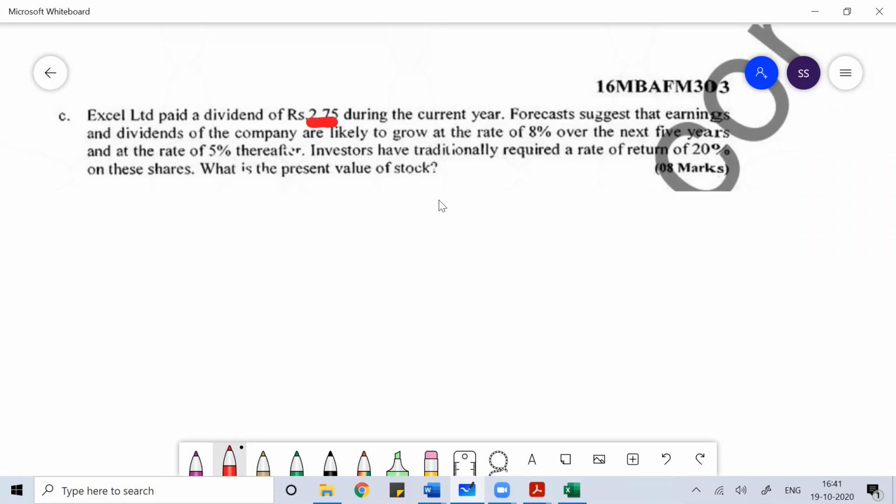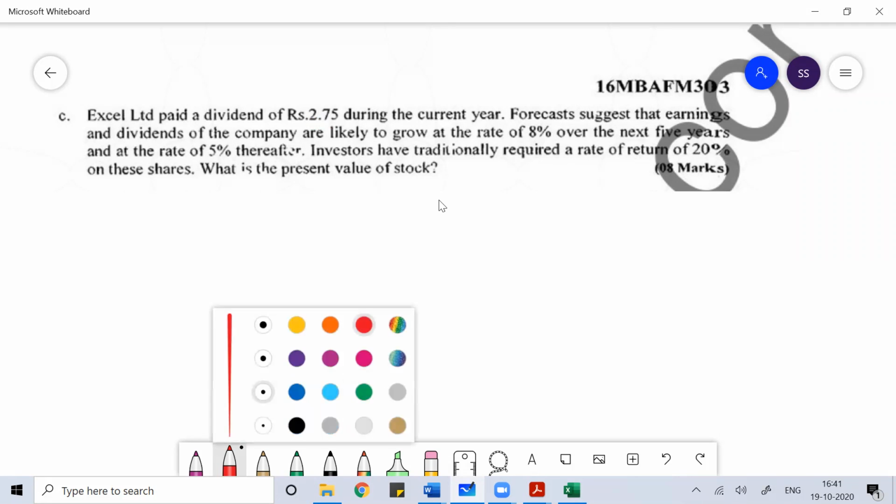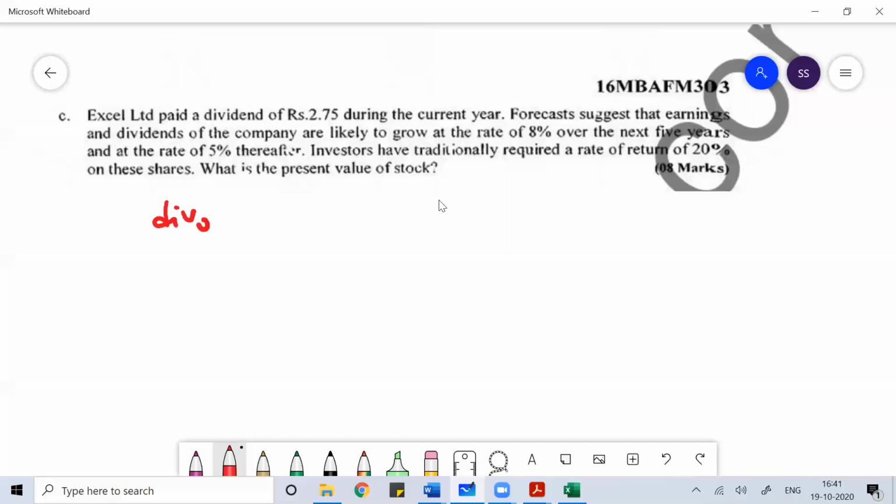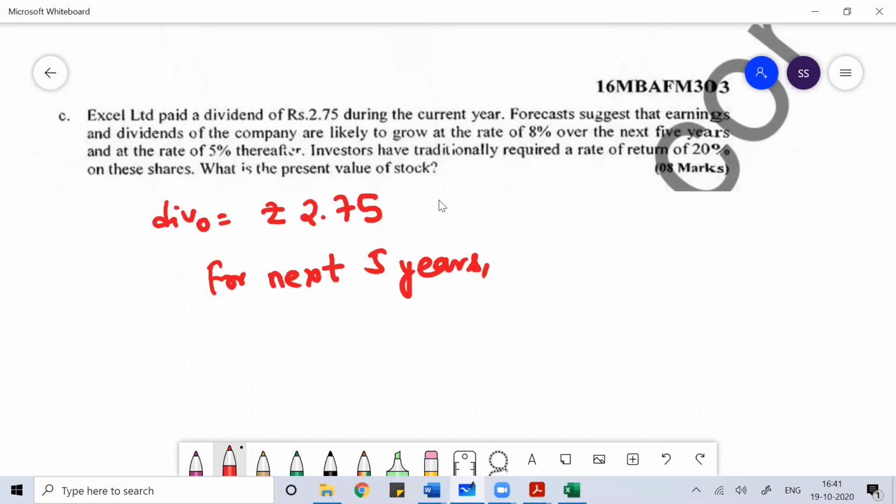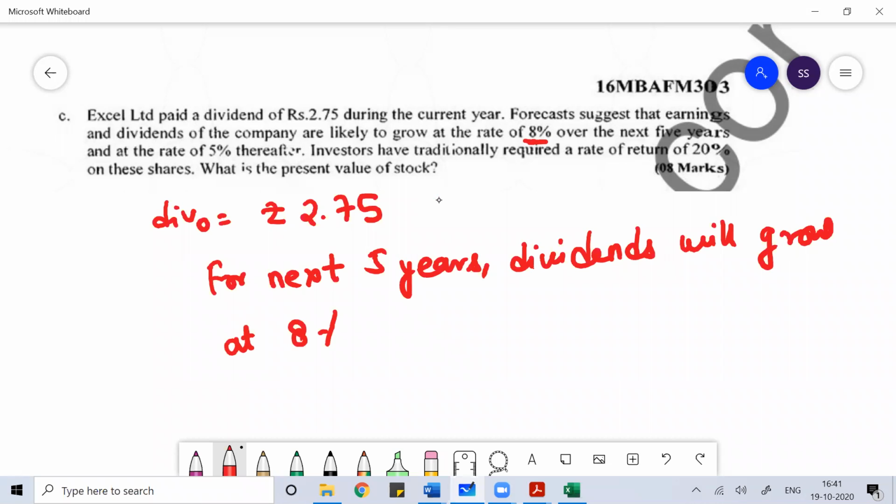The current dividend of the company share is rupees 2.75. And then the forecast is that the earning and dividend of the company will grow at 8% for the next 5 years. So the assumption is that for the next 5 years, the dividend will grow at 8% per annum.